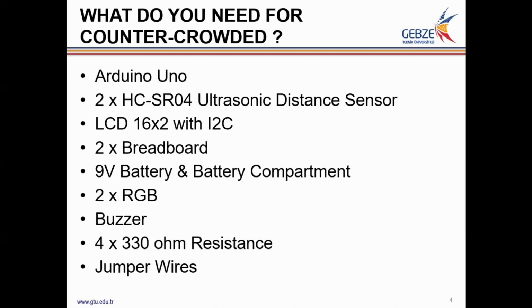Counter-Crowded consists of 9 parts. In the first part we have an Arduino Uno, which includes the code of our project. And we have an ultrasonic distance sensor that emits sound waves as input. We have an LCD screen for displaying output. We have a breadboard that is used to connect components. We have a battery as an energy source. We have RGB lamps for visual interaction. We have a buzzer for auditory interaction. We have resistors and jumper wires, which connect the input devices and output devices.